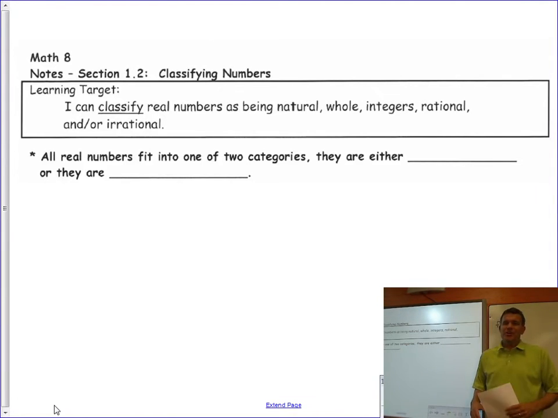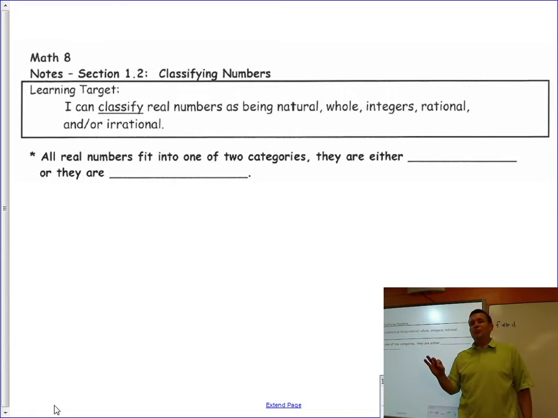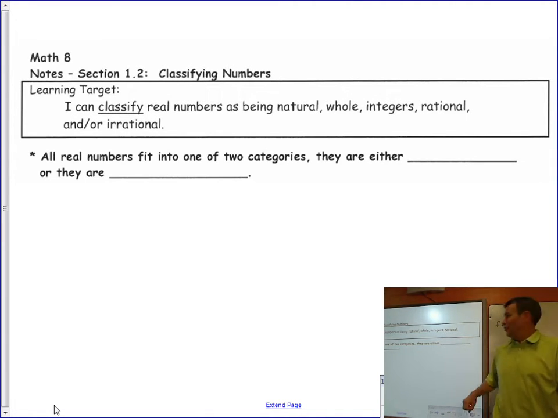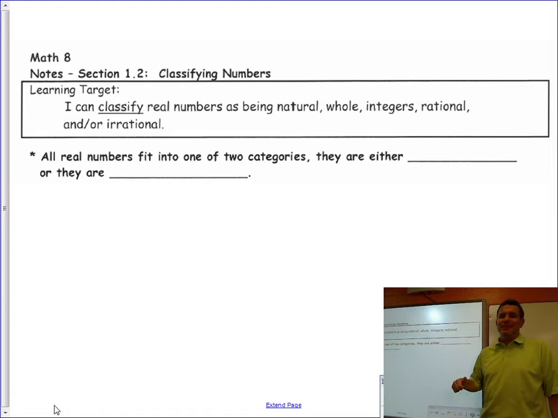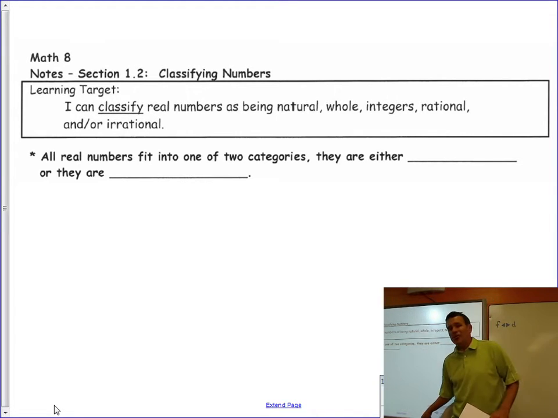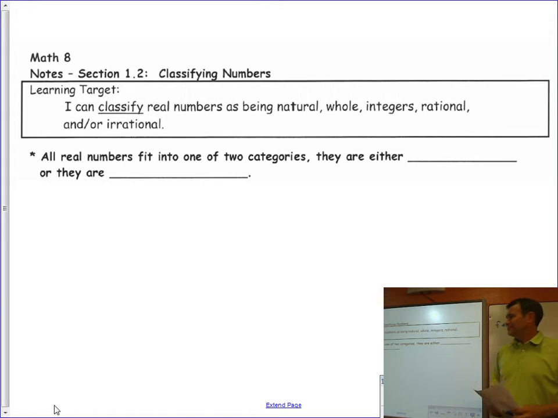Hey guys, today we're talking about section 1.2, classifying numbers. The goal is to be able to classify all real numbers as to what groups or what sets of numbers they belong to, whether they are natural, whole, integers, rational, irrational. They can belong to more than one group. Our goal is to figure it out.